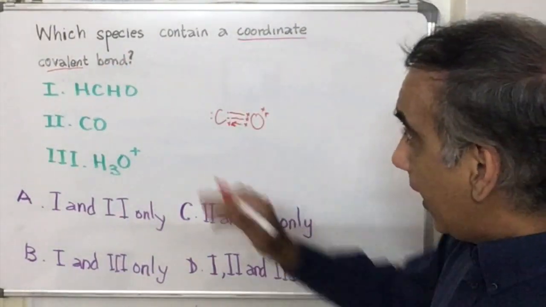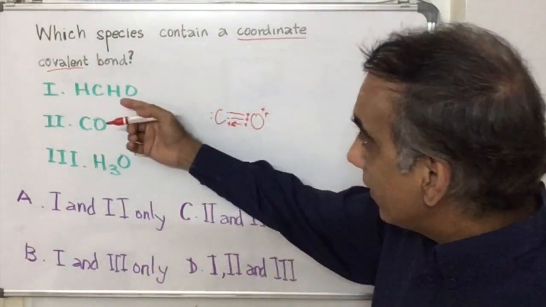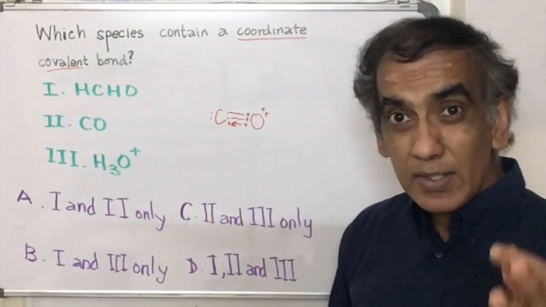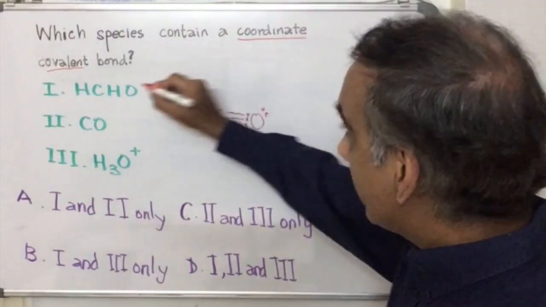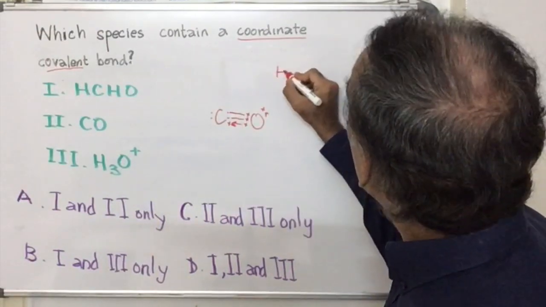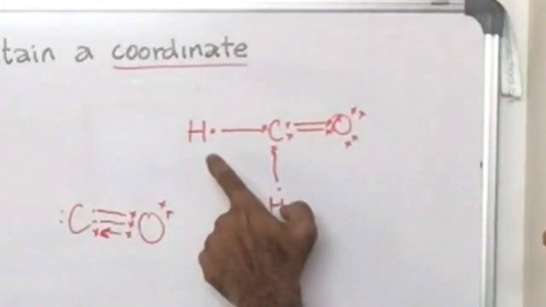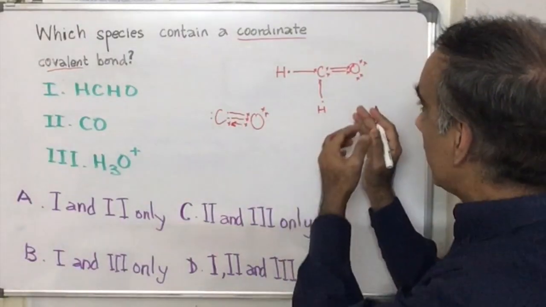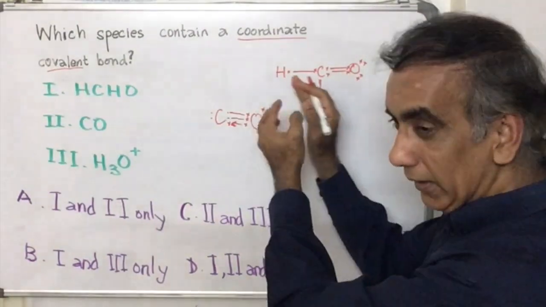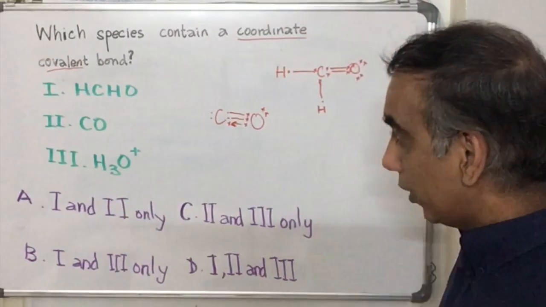bond. And what we need to do to solve the question now is to examine these two other structures and to see if they contain any coordinate covalent bonds. And looking at HCHO, we can draw its Lewis structure like this. And here we can see that we don't have any situation where one atom is giving both electrons in the covalent bond. So there are no coordinate covalent bonds here.